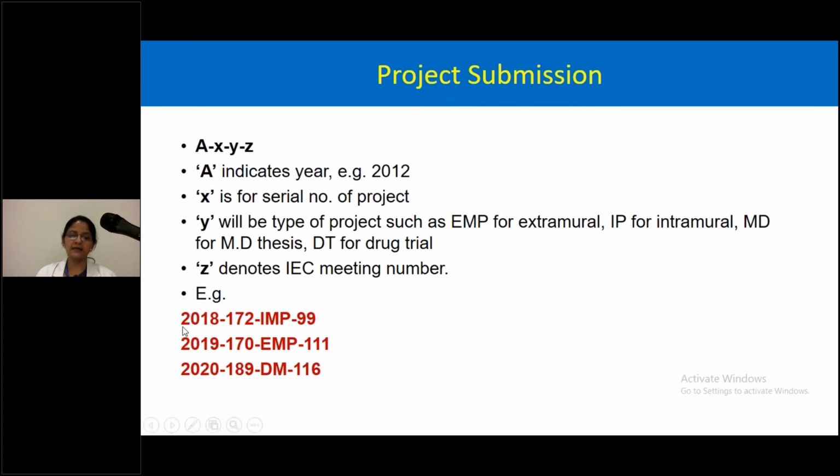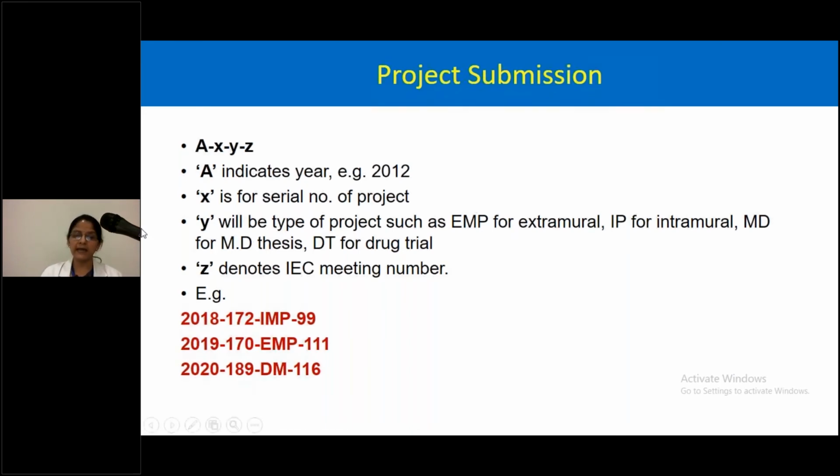So one is the year. For example, you will submit a research project in year 2022. So when you see your letter, you will see that it is written as 2022. Those who will submit in 23, it goes as 2023. This is the number of the project. So it is of course a serial number. So we keep on progressing from one number to another. So this is the serial number.